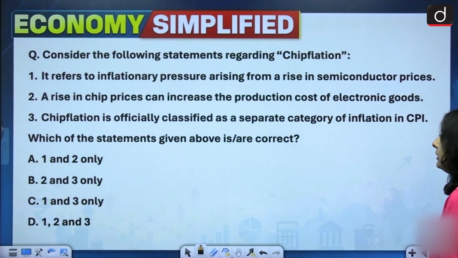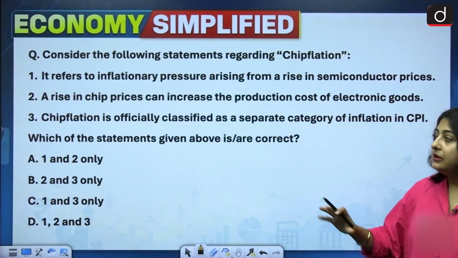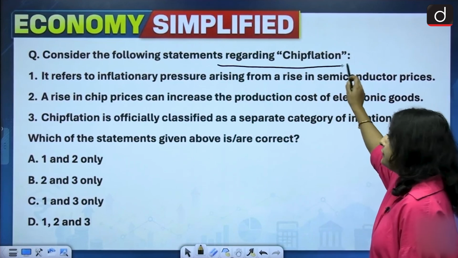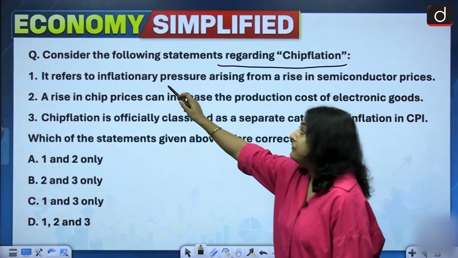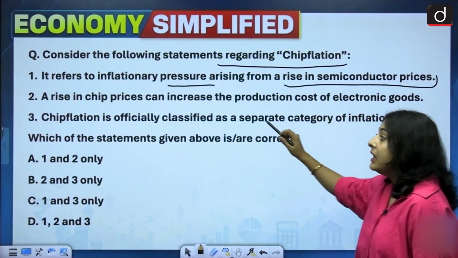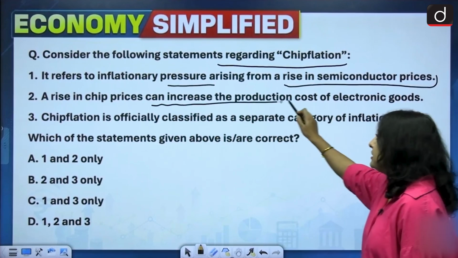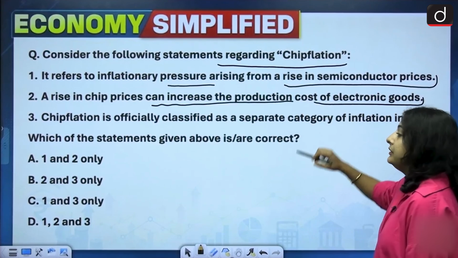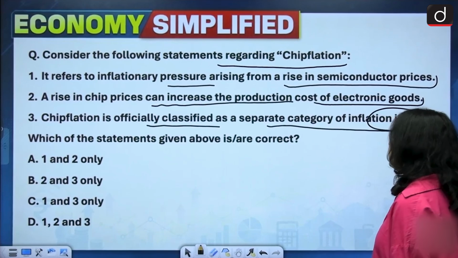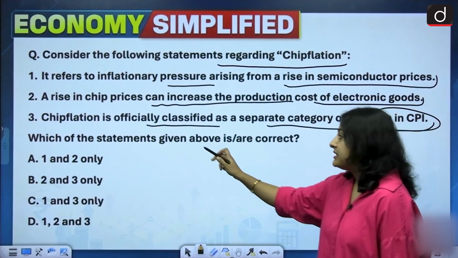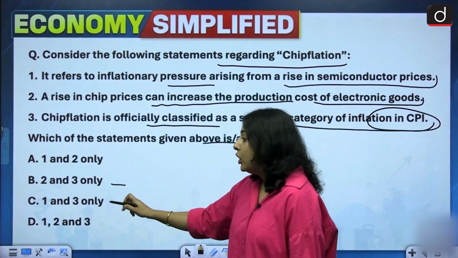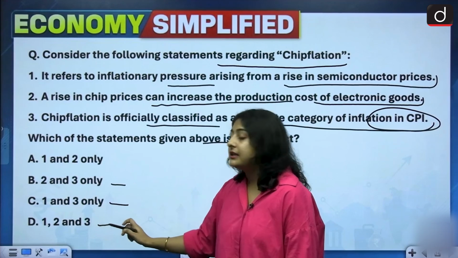Now at last I have a practice question for you. Consider the following statements regarding chipflation. First, it refers to the inflationary pressure arising from the rise in semiconductor prices. Second, a rise in chip prices can increase the production cost of electronic goods. Third, chipflation is officially classified as a separate category of inflation in CPI. Which of the statements given above are correct? Option A, first and second. Option B, second and third. Option C, first and third. Option D, first, second and third.